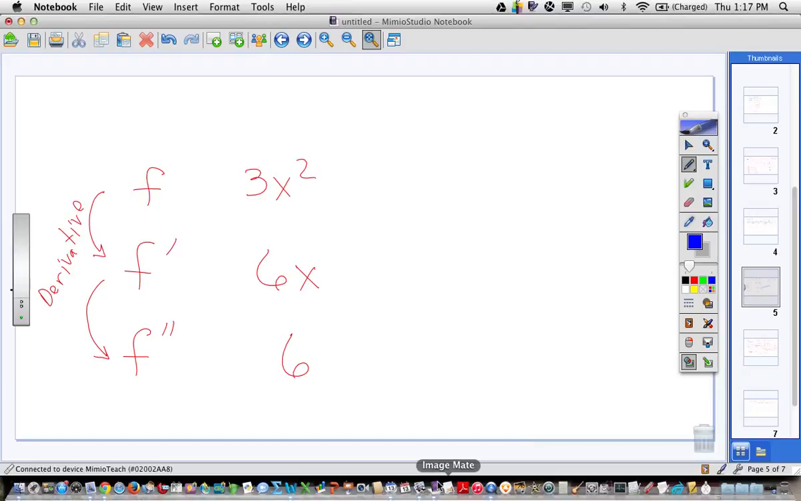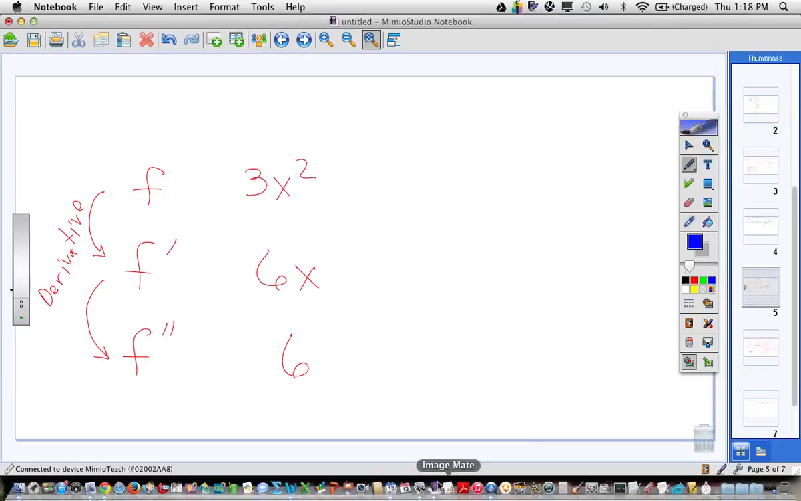So I put this up here on the board. If I had a function f and it was 3x squared and I wanted to do the derivative, so that's the arrow going down, we said we're going to call that f prime. That's the derivative. Well, we learned a nice little shortcut for that, and the derivative of 3x squared is 6x.